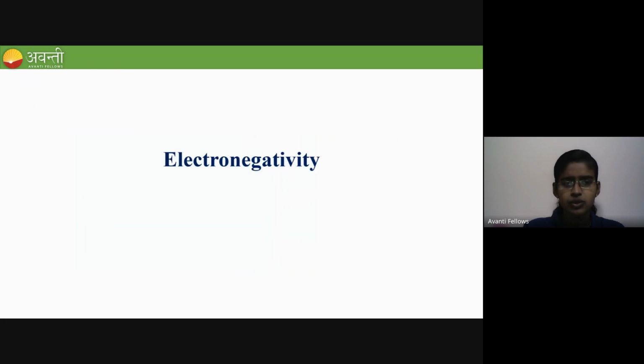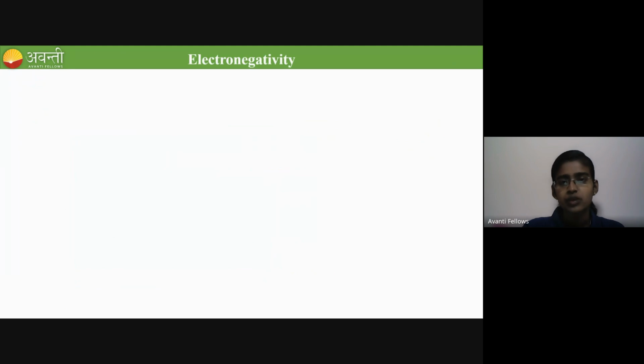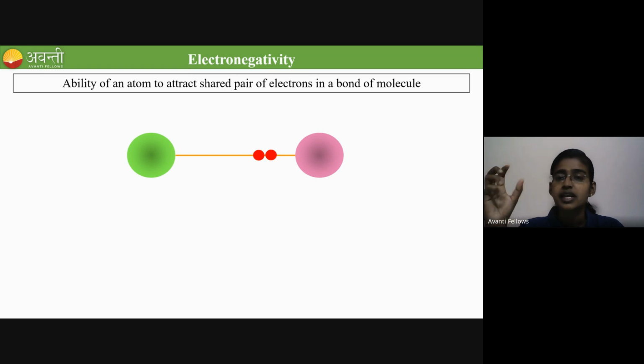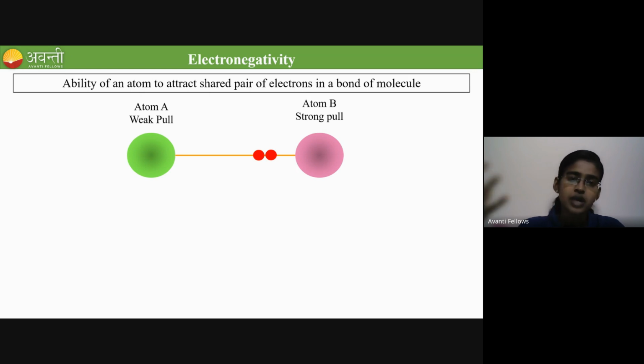And next we will move on to electronegativity. So what is electronegativity? The tendency or the ability of an atom to attract the shared pair of electrons towards itself is called electronegativity. There are two atoms, atom A and B, but atom B has a strong tendency to pull the shared pair of electrons towards itself. The green atom is having the weak pull, and the purple atom is having the strong pull. So atom B is having the ability to pull the shared pair of electrons in a covalent bond towards itself. So atom B is called the more electronegative atom.